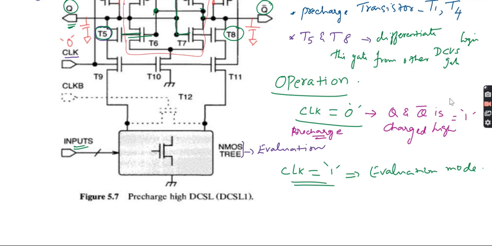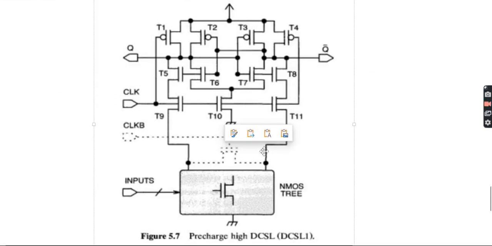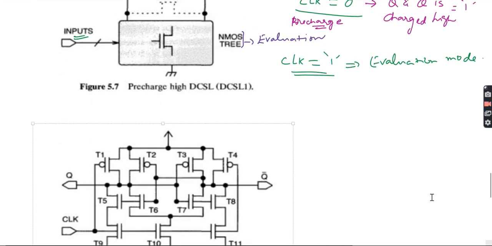Now the clock goes high. What will happen? The clock goes high. So what I will do, I will take the same figure, because this is for clock equal to 1, because I will show the evaluation phase.